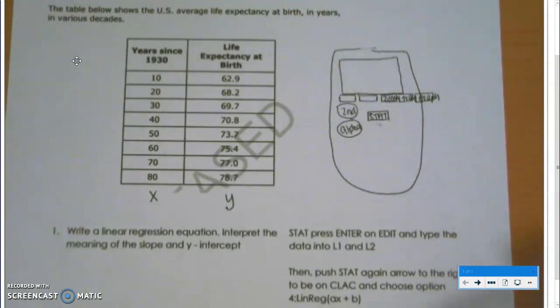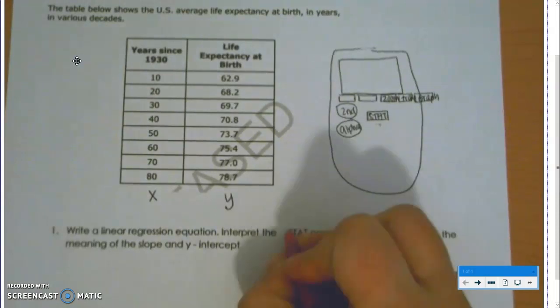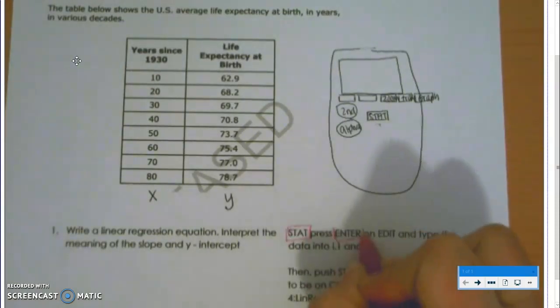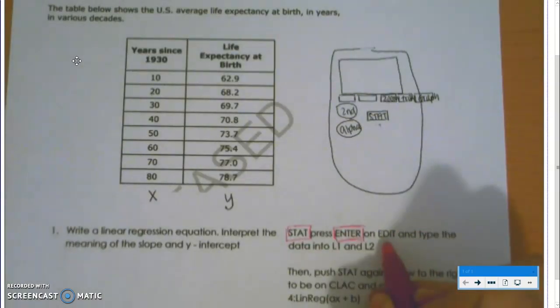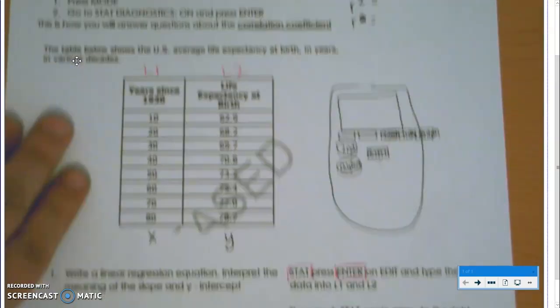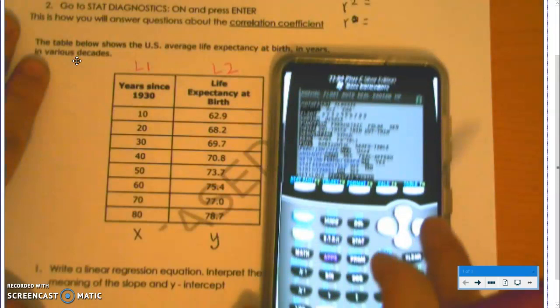I'm going to push the button that says stat, and push enter. My calculator is going to say edit, and that's how I'm going to type the data into L1 and L2. L1 is the X's, L2 is the Y's. I've already done that because I needed to save some time. It's hard to do on my phone.